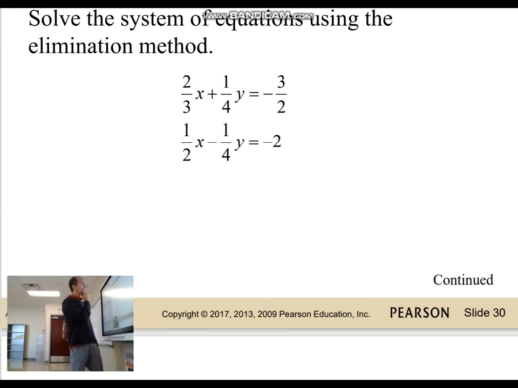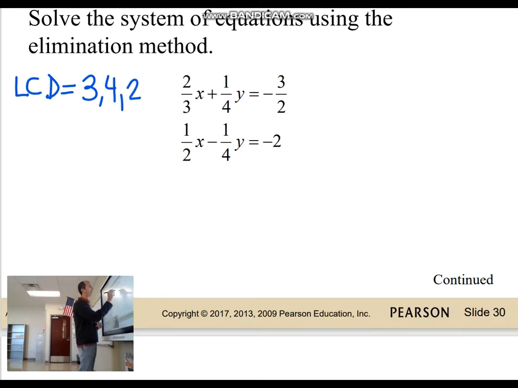And the best way is to find the lowest common denominator, so we can eliminate all the fractions. We have 3, we have 4, we have 2. So the lowest common denominator of 3, 4, and 2 is going to be 12, right?